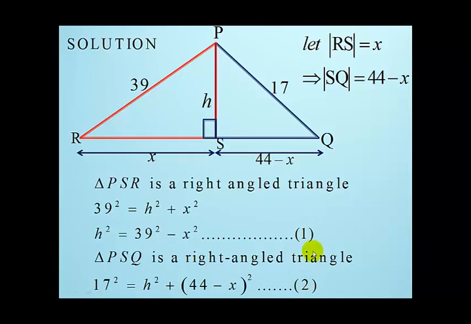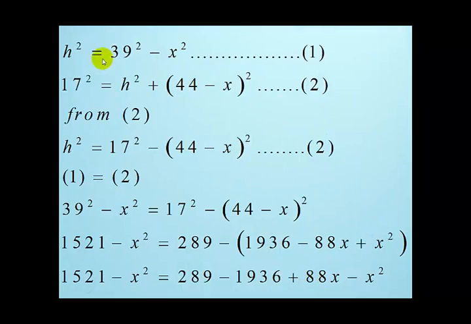Now these are the two equations we have. From equation 1, we had h square is equal to 39 square minus x square. And from equation 2, we have 17 square equals h squared plus 44 minus x all squared. Now from equation 2, if you try to make h squared the subject, that means that plus 44 minus x all squared becomes minus 44 minus x all squared on the left hand side. And so equation 2 now becomes h squared is equal to 17 squared minus 44 minus x all squared. It's still our equation 2.